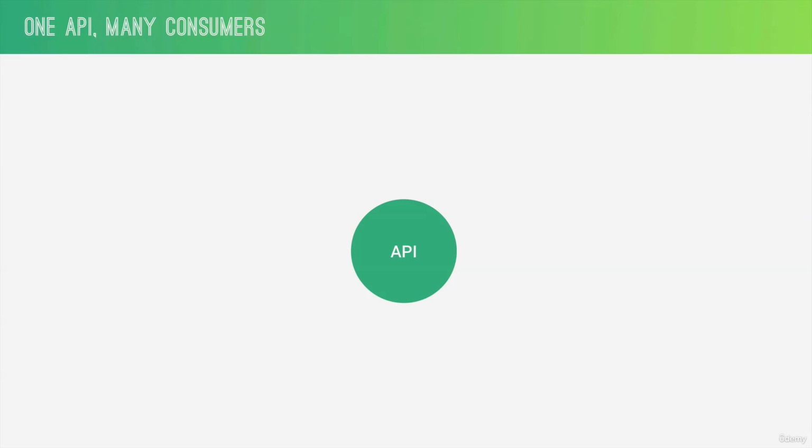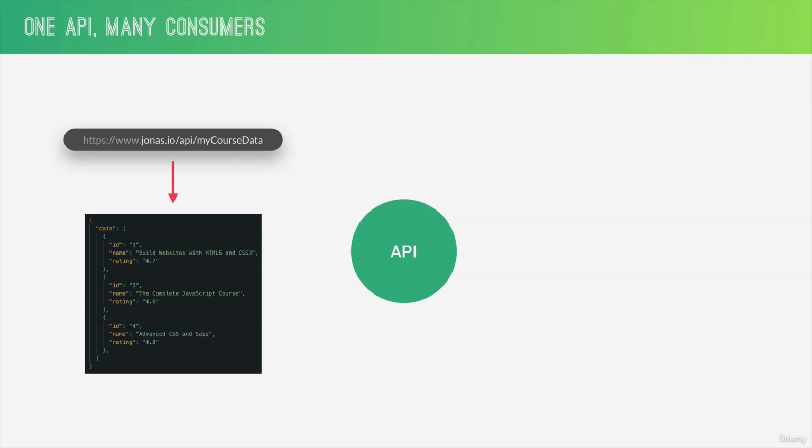And now just to finish this video, I wanted to quickly mention that the APIs that we build with Node, or really any other language, can of course be consumed by other clients than just the browser, which is a huge advantage of building an API instead of a server-side rendered website. So let's say we build an example API on jonas.io/API/myCourseData. So whenever we hit that URL, the server will send back data about the web development courses that I am currently teaching.